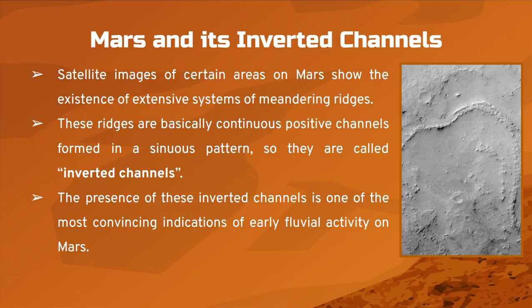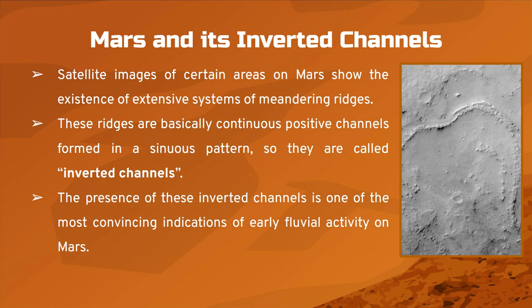As you know, Mars is the fourth planet in our solar system. Over the years, Mars has been photographed by satellites numerous times, and the images have been sent back to Earth. Satellite images of certain areas on Mars show the existence of extensive systems of meandering ridges, formed due to deposition of material over the years.